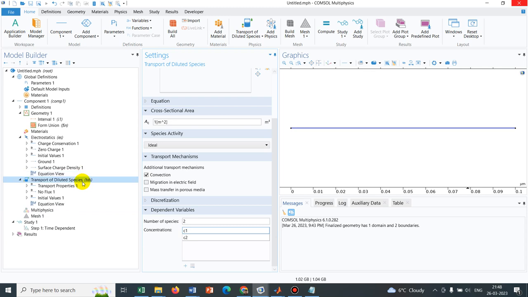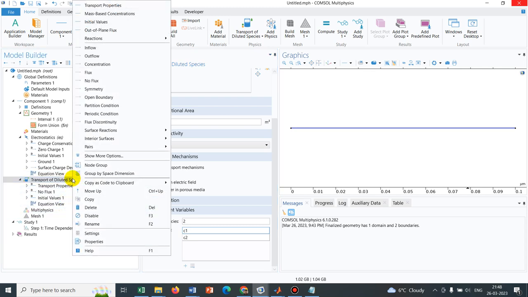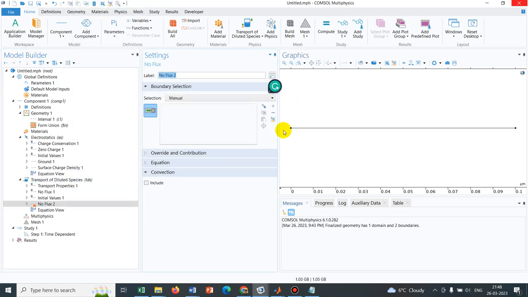Now we need to define a concentration and a no flux condition. So this particular surface is basically a wall, a charged wall. It is assumed that there is no porosity on the surface of the electrode, so ions cannot penetrate through this part, and that's why this will be kept at no flux condition.